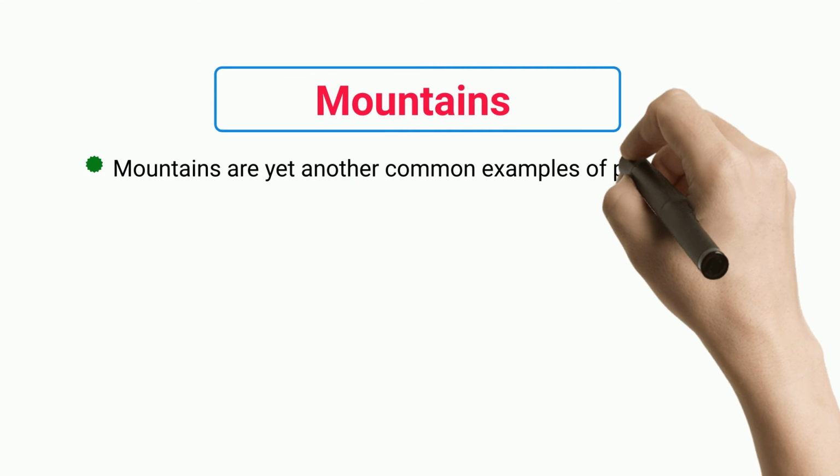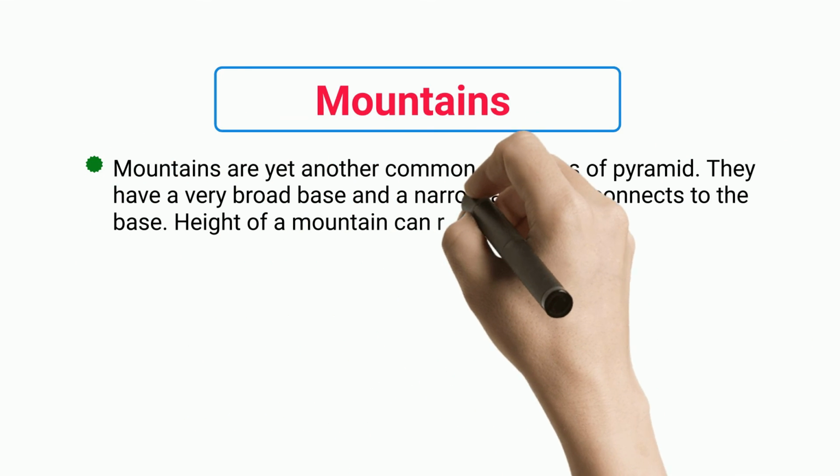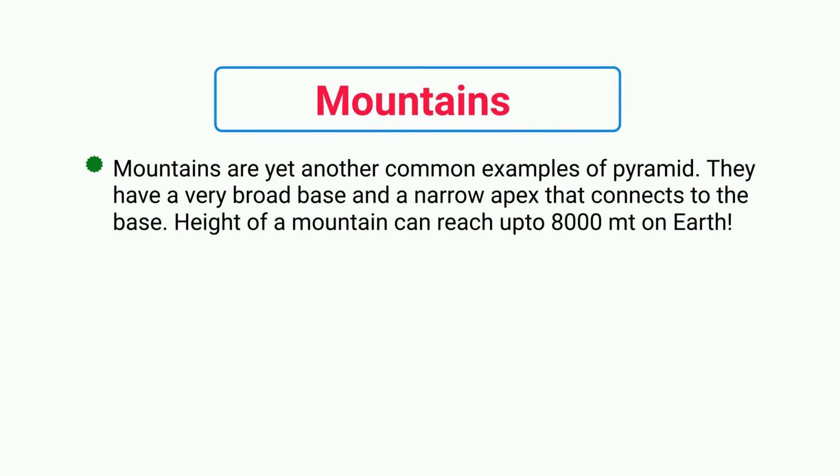Mountains. Mountains are yet another common example of a pyramid. They have a very broad base and a narrow apex that connects to the base. The height of a mountain can reach up to 8,000 meters on Earth.